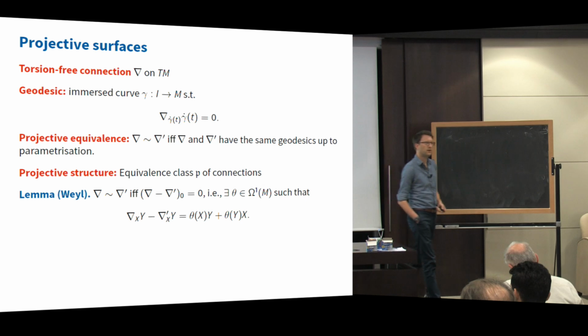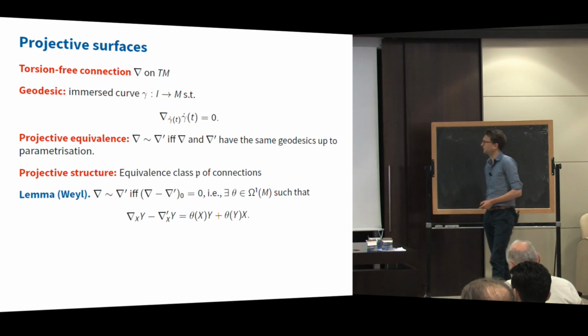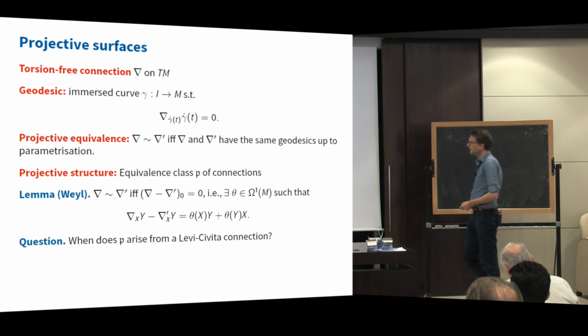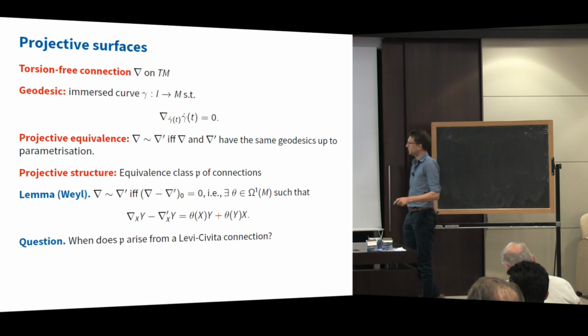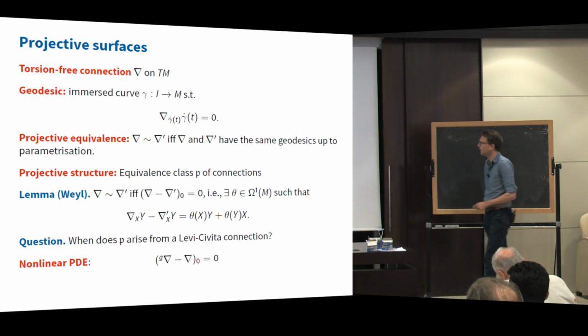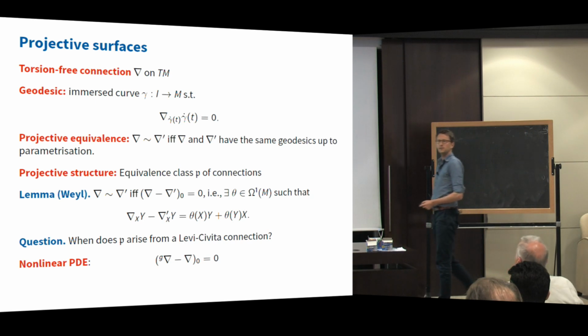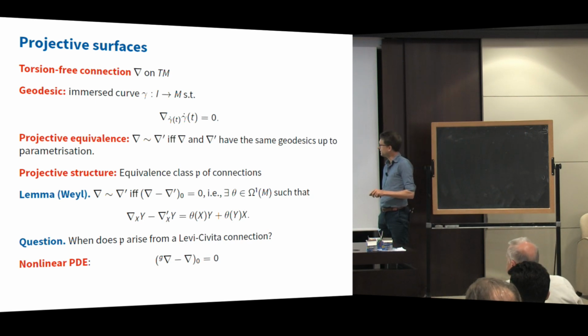Can I cook up a Riemannian metric that lives in this projective class? And this right away gives you a partial differential equation. So this is our question: when does a projective structure arise from a Levi-Civita connection? And there's an obvious nonlinear PDE you can write down. Say this nabla here is some representative connection of my projective class. Then the PDE is just that the Levi-Civita connection of my metric minus nabla has to be pure trace.